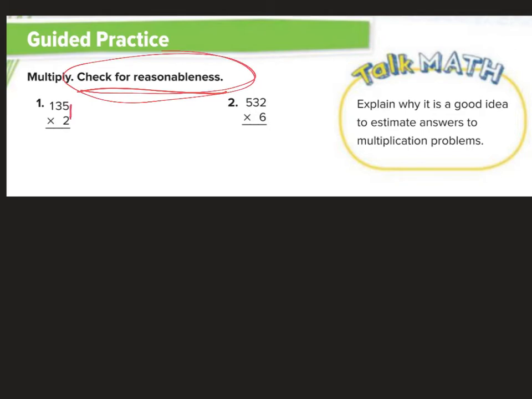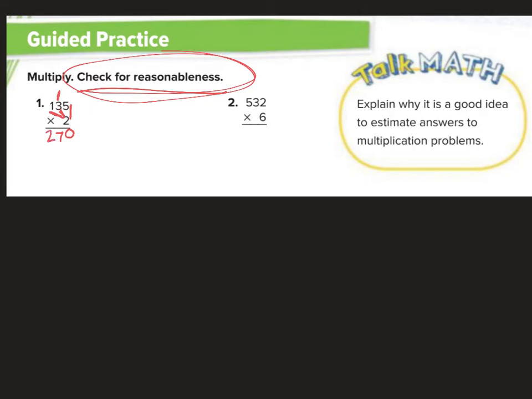5 times 2 is 10. So I'm going to use the regrouping method. 1, 0. 2 times 3 is 6, plus 1 more is 7. 2 times 1 is 2. So my answer is 270.